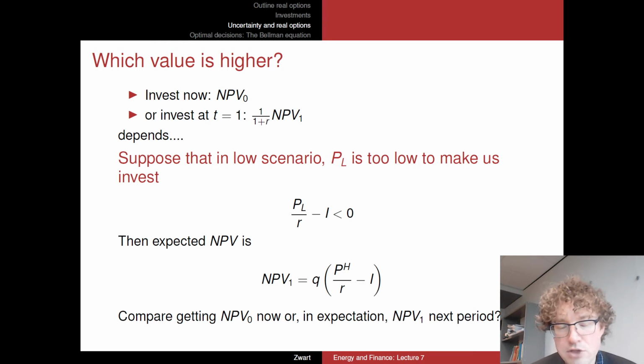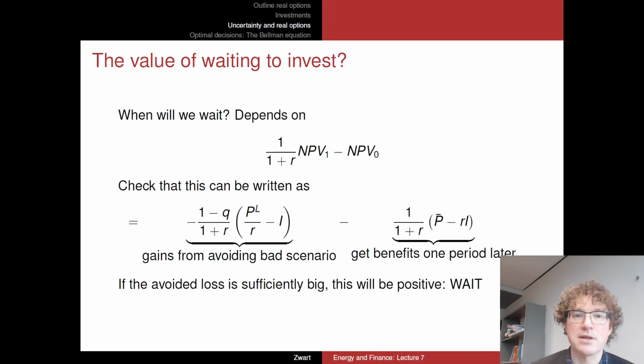So should we wait or should we invest right away? We have to compare again, right? I have to compare the NPV of investing today or do we want to wait and get the expected NPV but in the next period? So let's have a look at that. It depends, of course, which one is bigger. In other words, is this difference between these two, the discounted expected NPV minus the NPV of investing today, going to be positive or negative?